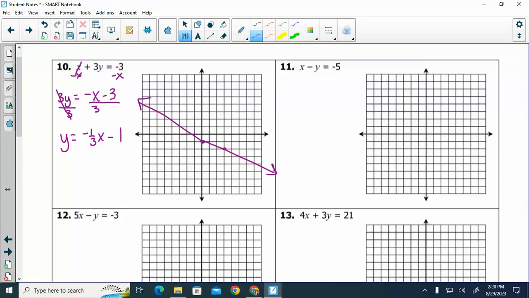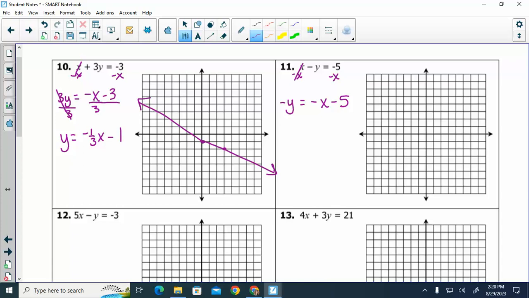Okay, second one. Let's look at this. Writing them in slope-intercept form. We had a lot of mistakes on that handout, so I really want to make sure we're doing this carefully. When I want to solve for y, we subtract that x. Now, over here, this was minus y, so I have a negative y equals negative x minus 5.